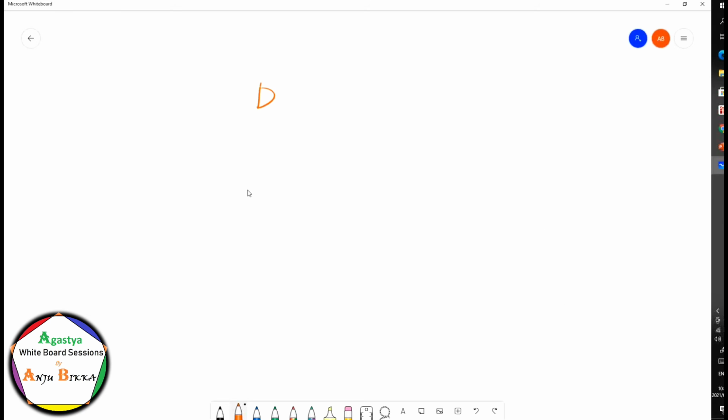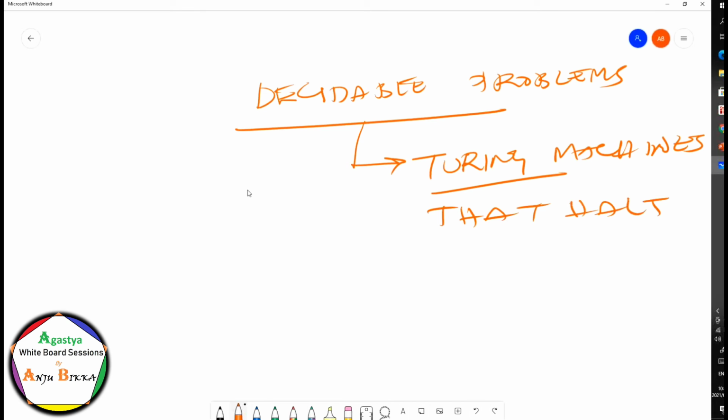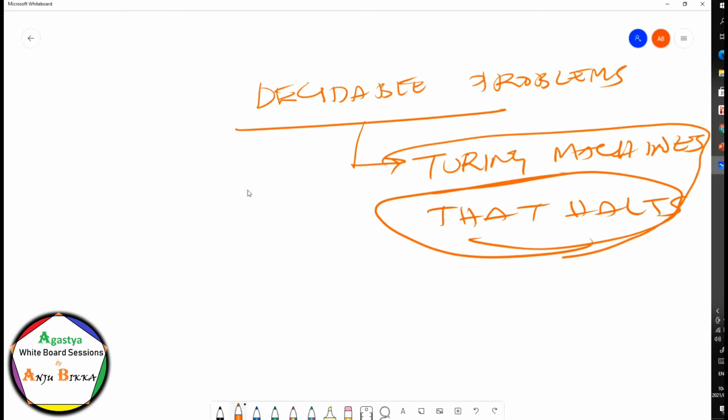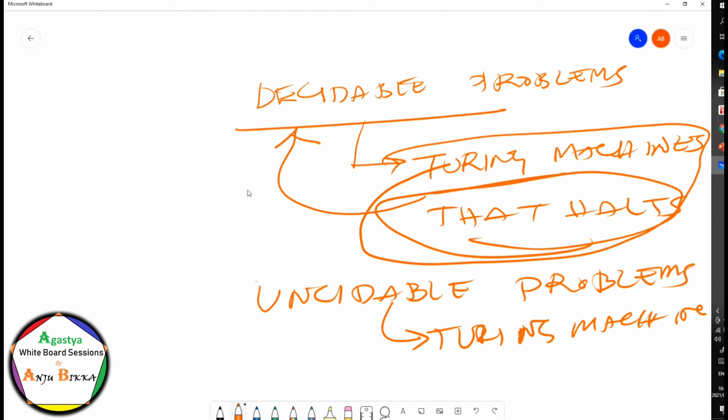The next one we are going to elaborate on is decidable problems. This is related to a powerful machine called the Turing machine that halts, that stops. A Turing machine that halts, we are going to describe as a decidable problem. And again, we are going to discuss undecidable problems. In undecidable problems, the Turing machine may not halt. We can't guarantee that it halts.